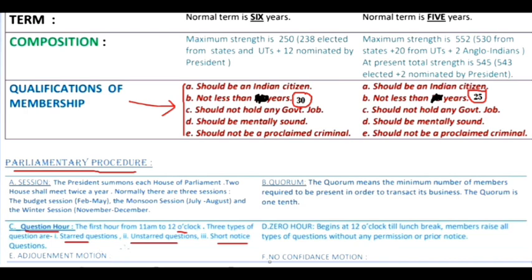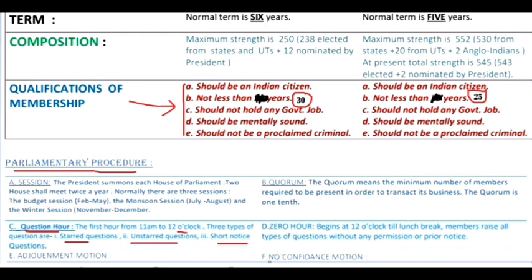Okay, now 2 motions are there, adjournment motion and no confidence motion. In your syllabus, only two motions are there. So motion is a formal proposal made by a member stating that the house should take up some particular matters which are of public importance. Okay, proposals.